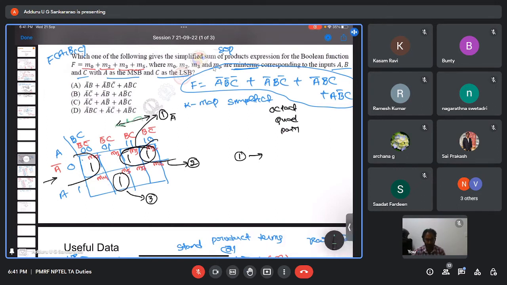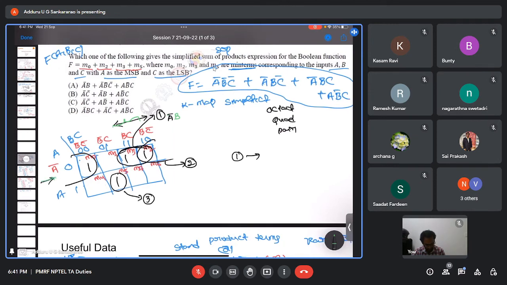Along this direction, B is common, right? So the corresponding literal I'm writing here. This direction A bar is common for both of these, and this direction B is common. Similarly, for the second prime implicant, this one, again along this direction A bar is common for both of them, and along the other direction what is common? C bar is common. Here C bar is there, here C bar is there.